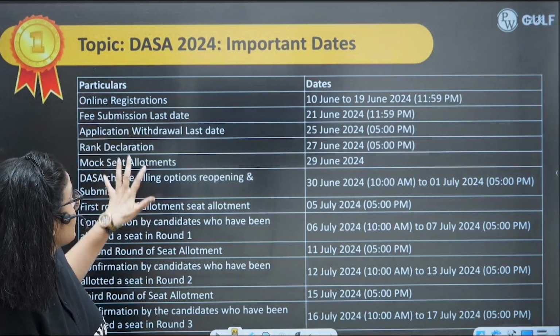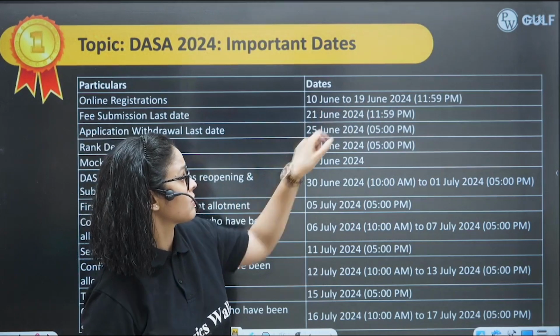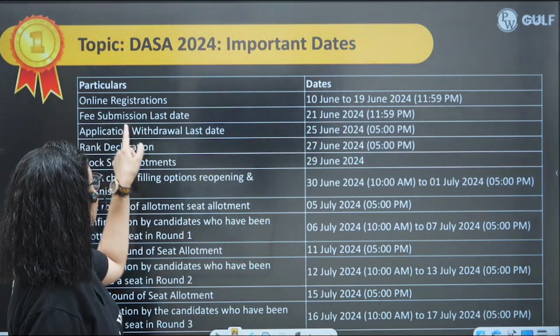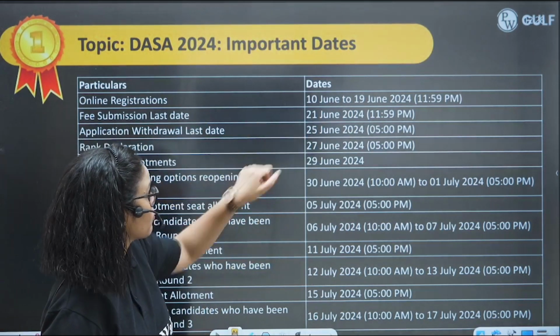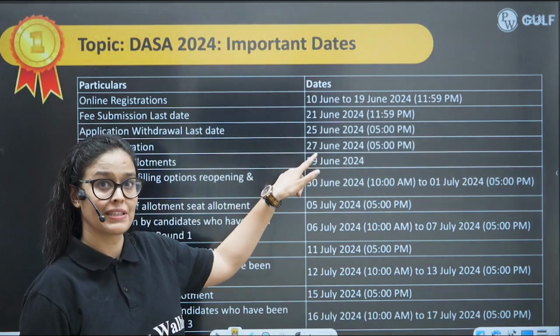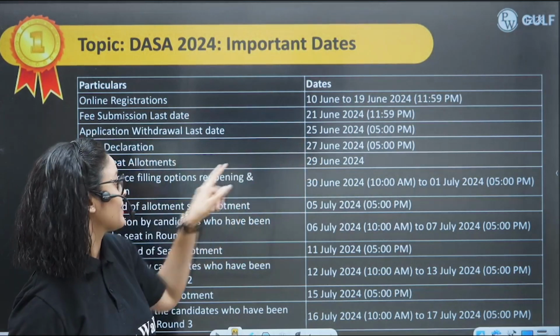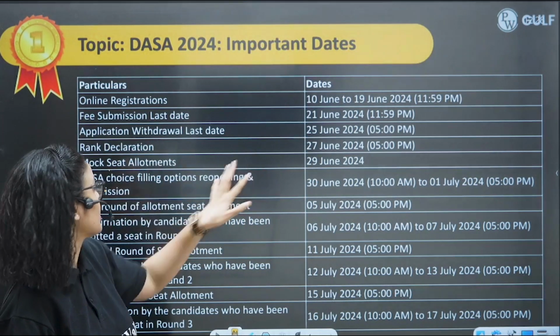So now we'll see the important dates. Online registration, I hope all of you have done your registration. 10 to 19 June was the date. Then fee submission last date was 21st June. Application withdrawal last date. So if you want to withdraw the application, you can do that. Rank declaration on 27 June. Mock seat allotment 29 June.